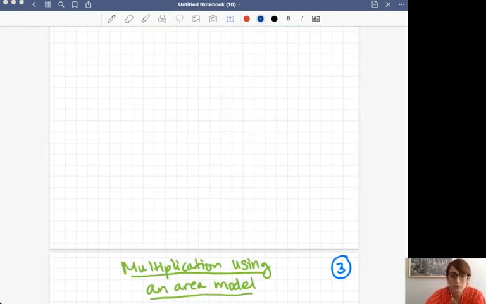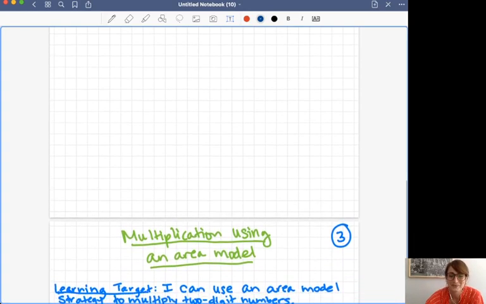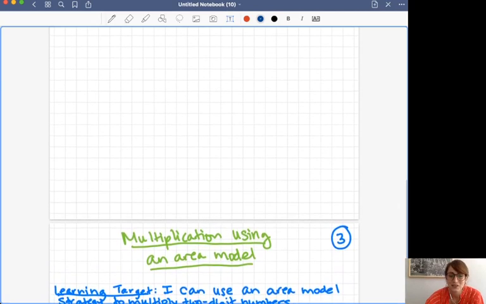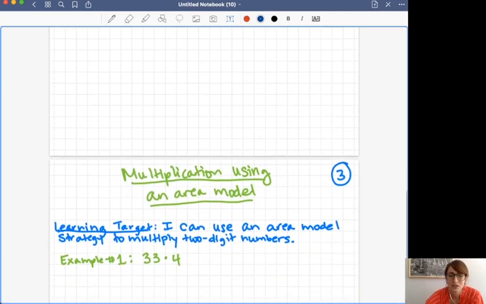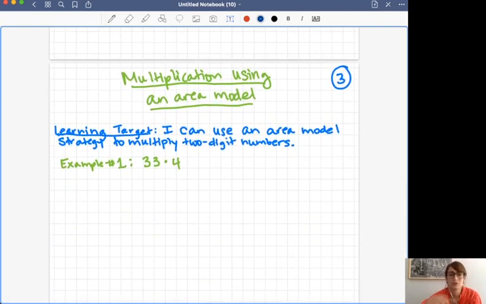So page 3, we're going to write the title at the top, and the title of page 3 is Multiplication Using an Area Model. And we're also going to write down our learning target. I can use an area model strategy to multiply 2-digit numbers. Okay, so take a moment to write down the title, the learning target, and example number 1. If you need to pause the video, then go ahead and do that now.